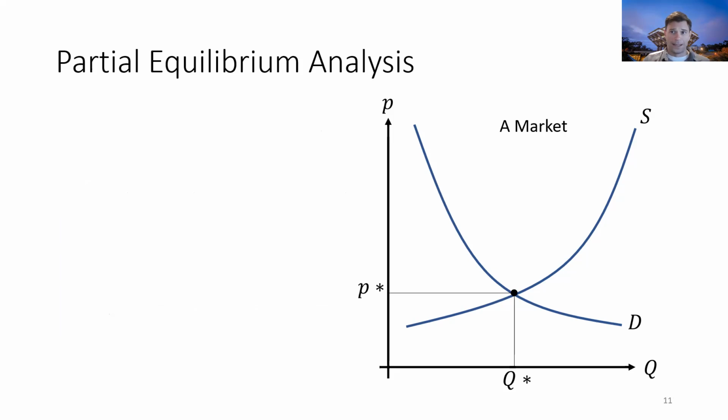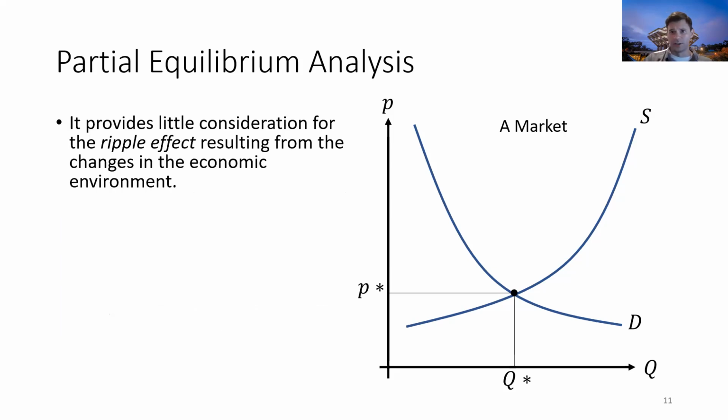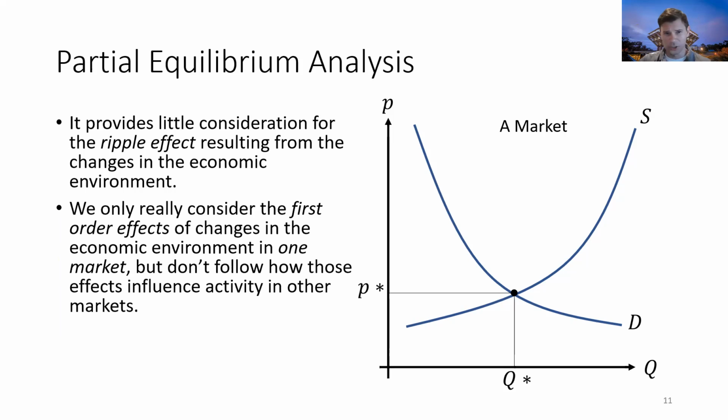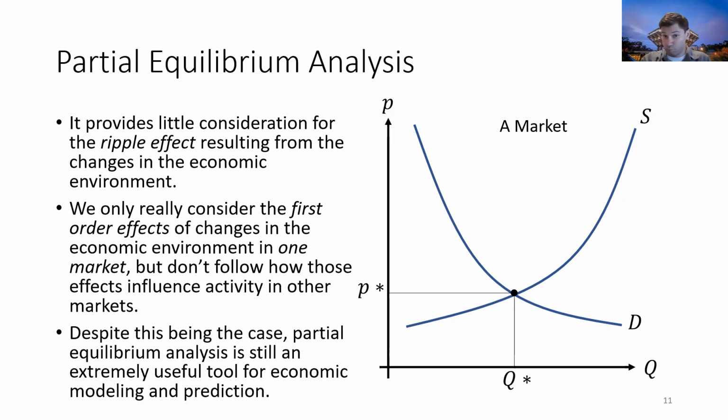Okay. So this provides very little consideration for the ripple effect across markets, which we know is a very salient part of reality, right? The price of Coke changes, that affects the demand for Pepsi, which affects the price of Pepsi, which affects the price, there's a big ripple effect across markets. And with partial equilibrium analysis, we're really only considering what are arguably first order effects of changes in the overall economic environment.